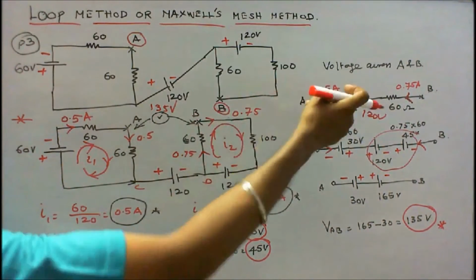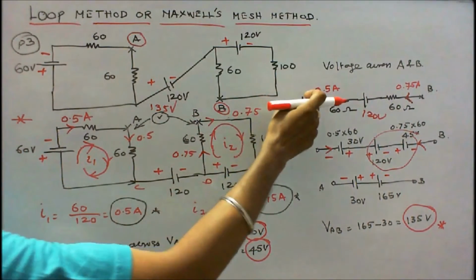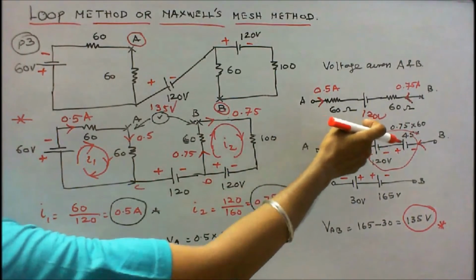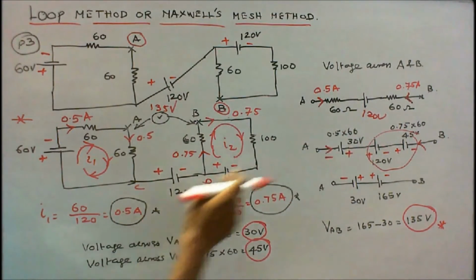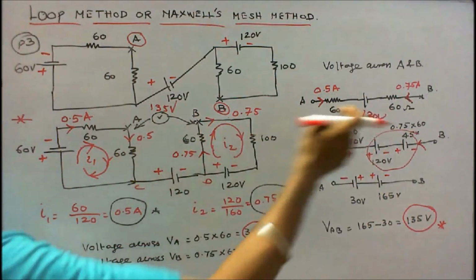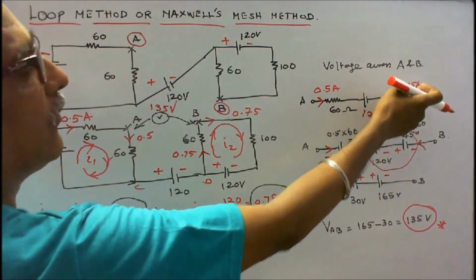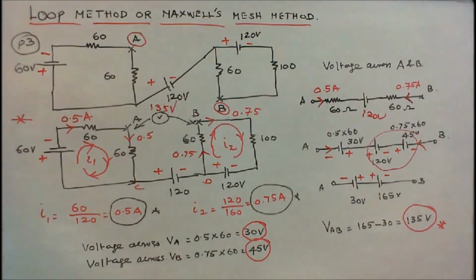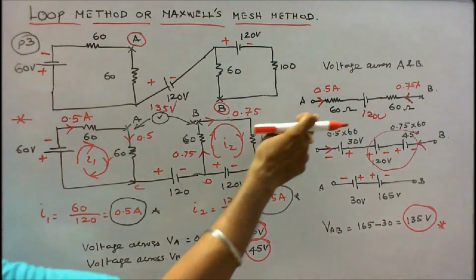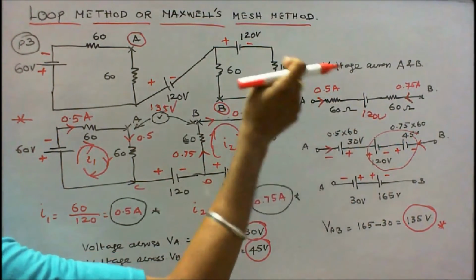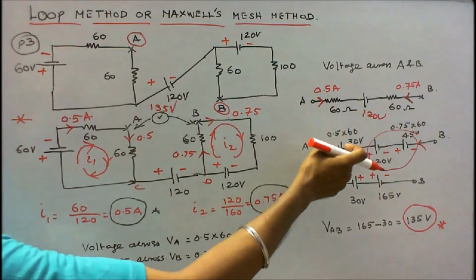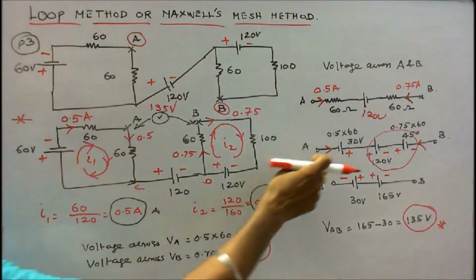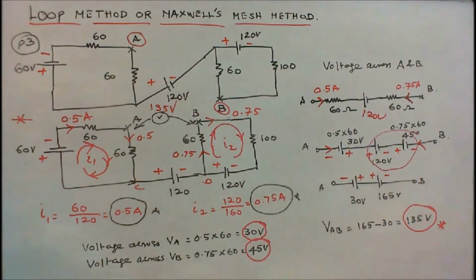Again I redraw the diagram like this. This is 0.5 amps, this is 60 ohms, this is 120 volts. Again this is 60 ohms, this is 0.75 amps, this is A, this is B. We have to find the voltage across AB. Here the voltage drop in the 60 ohm resistor is 60 into 0.5, that is equal to 30 volts. This is minus, this is plus.